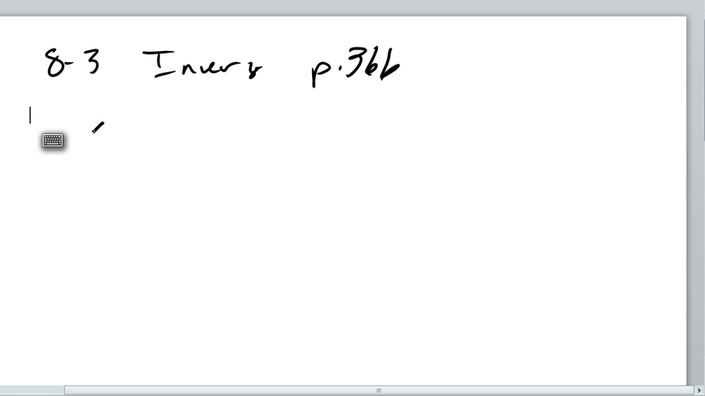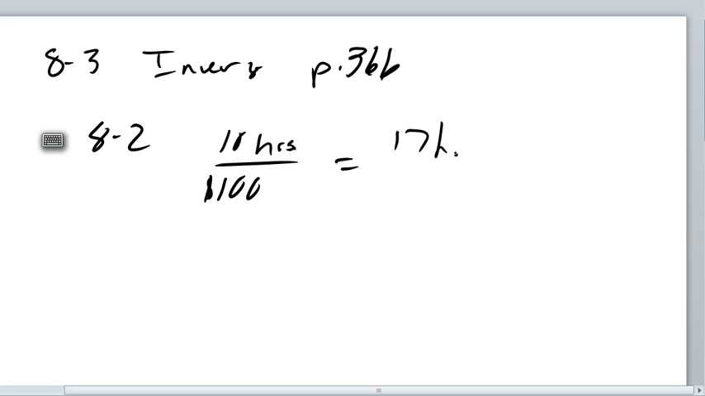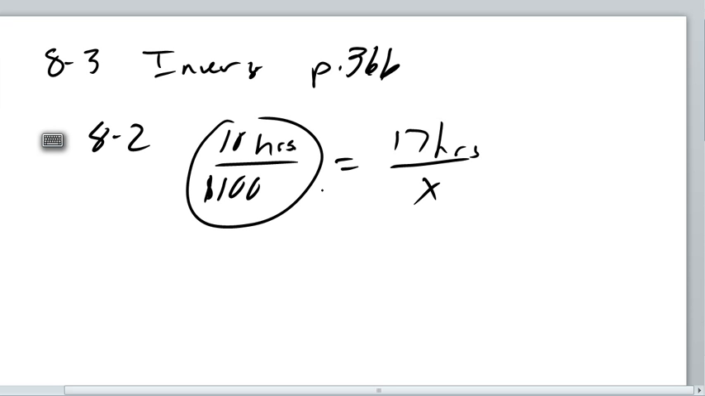Remember last time in section 8.2, I'm going to flash back here just a second. In direct proportions, I said we wanted to make sure that we had things set up directly above each other. So if you were going to work for 10 hours and you were going to get $100, if you're going to work for 17 hours, how much money would you get? Once again, that's direct proportion. So you work more time, you get more money. And we set these things up above each other, hours over dollars.